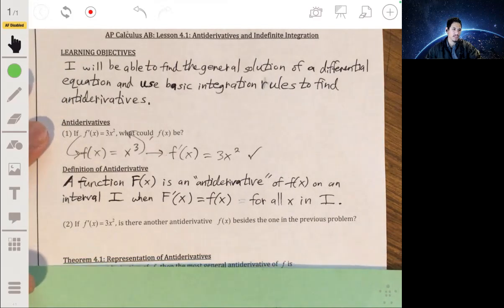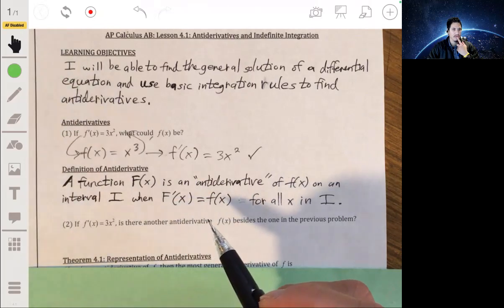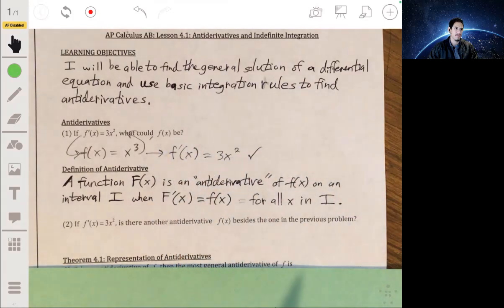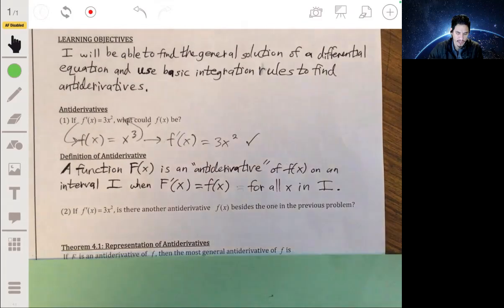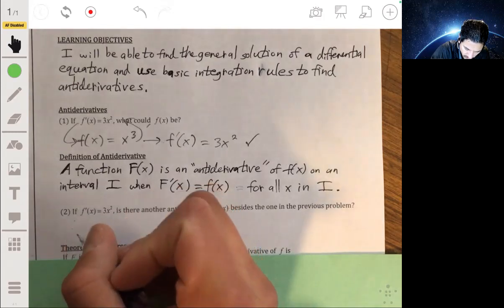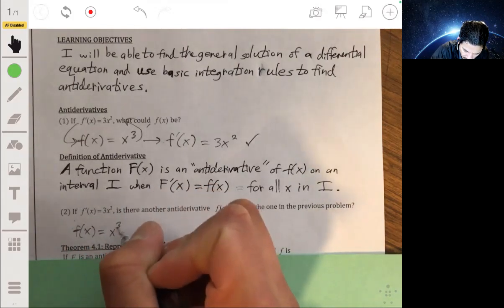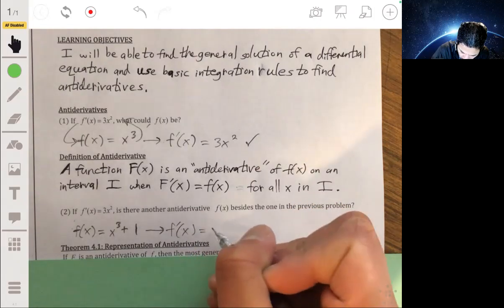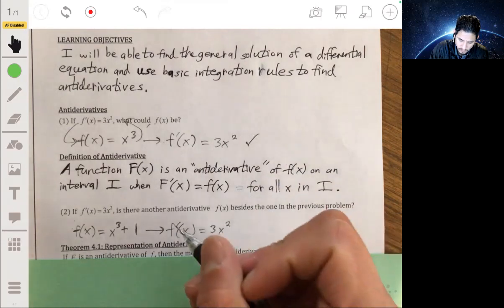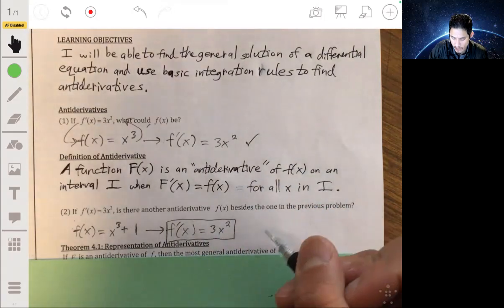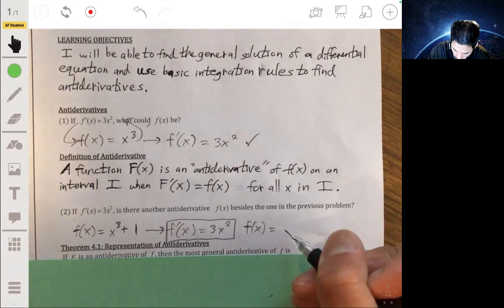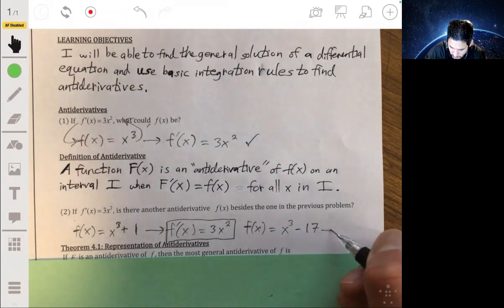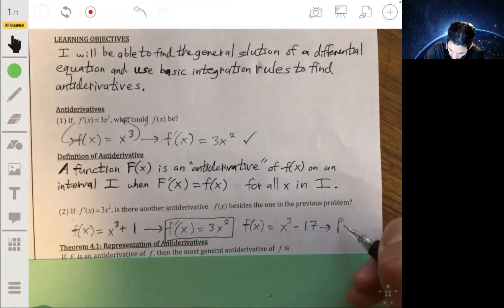Now let's follow up with question one and see, can we find another antiderivative besides x cubed? Go ahead and pause the video, and once you come up with it, unpause it and see if you got the answer correct. Another possible answer for the antiderivative could be x cubed plus 1, because if you take the derivative of x cubed plus 1, you're going to get 3x squared. So that works. Another possible answer would be x cubed minus 17, because again, if you take the derivative of x cubed minus 17, you'll get 3x squared again.